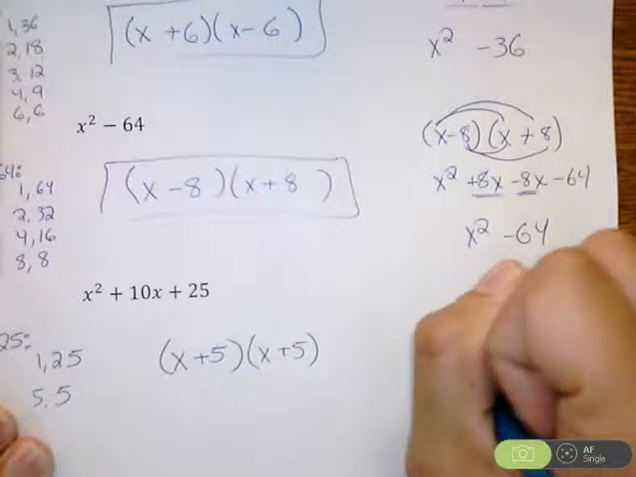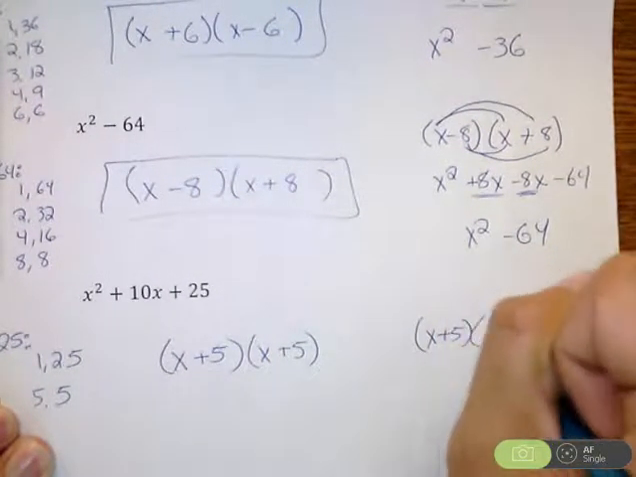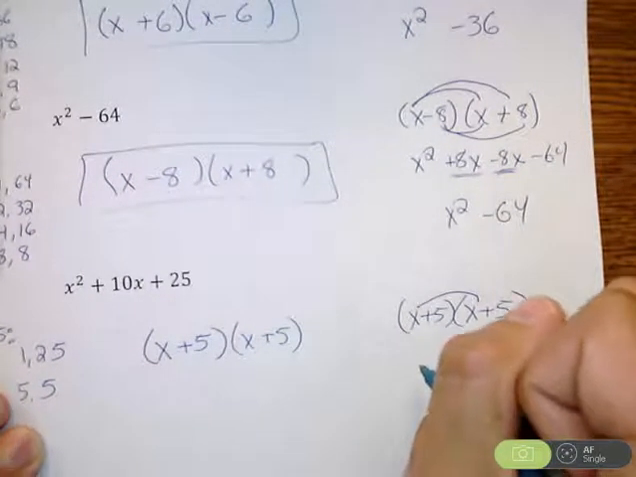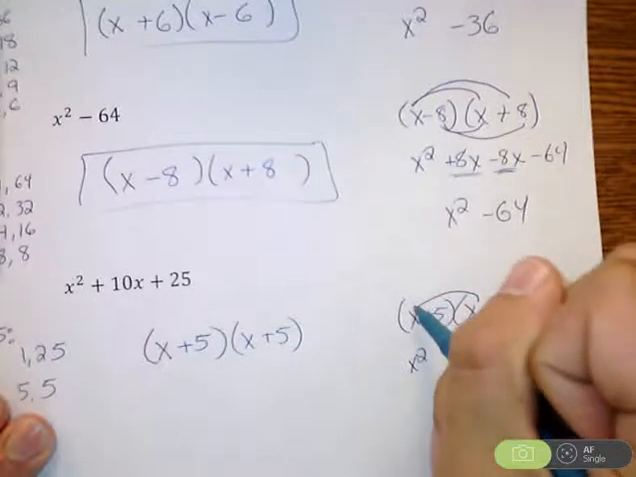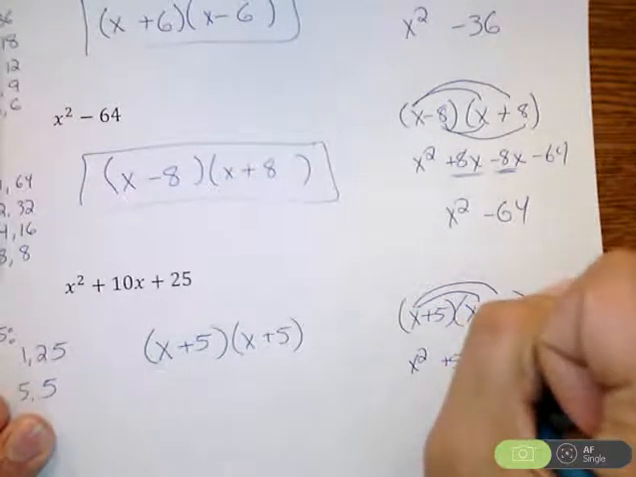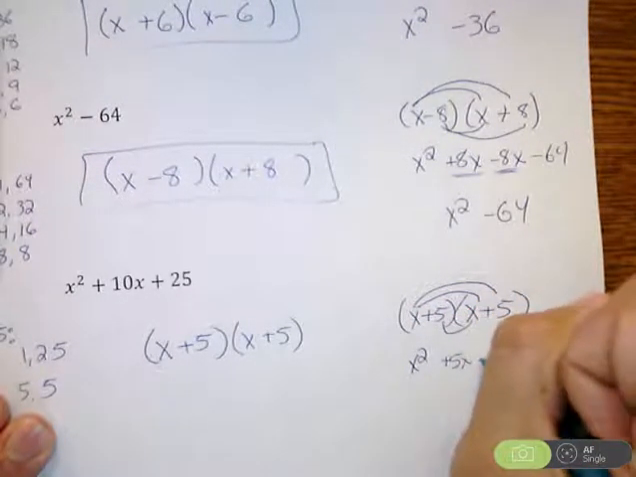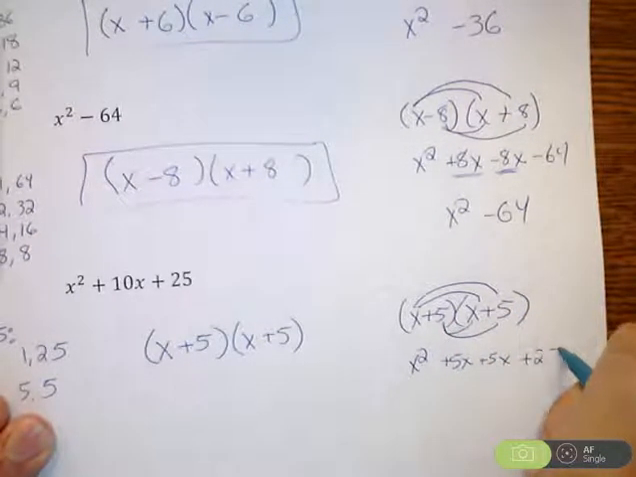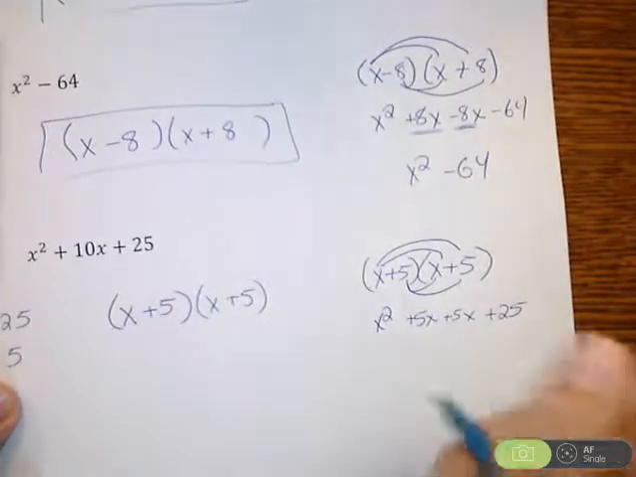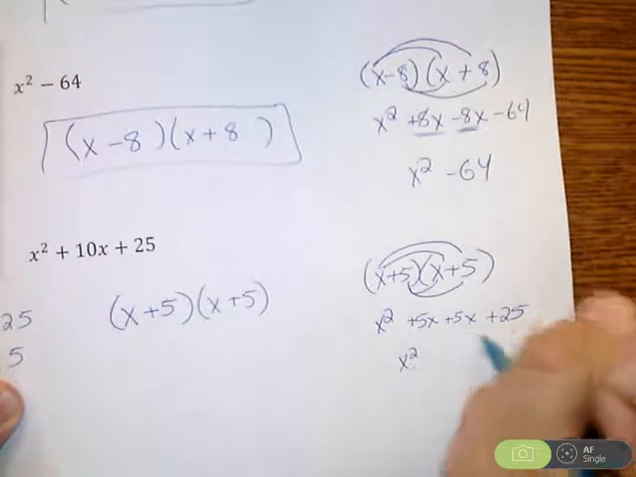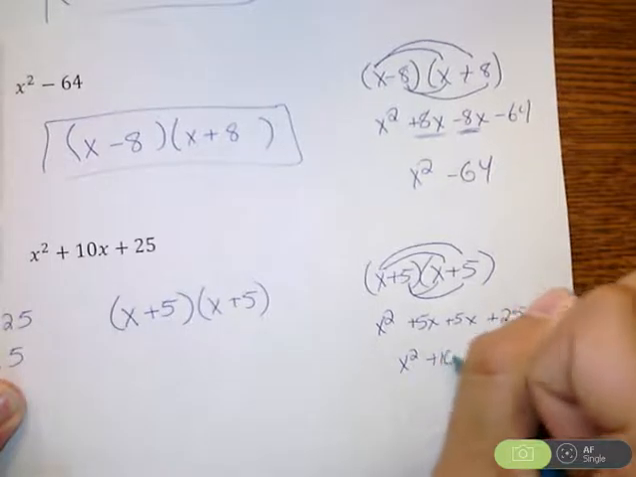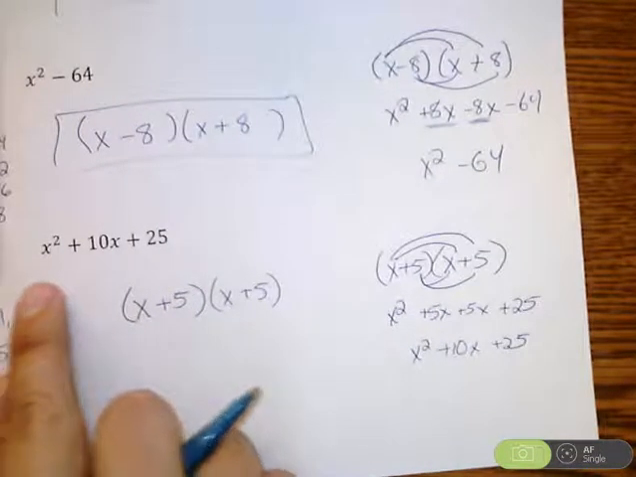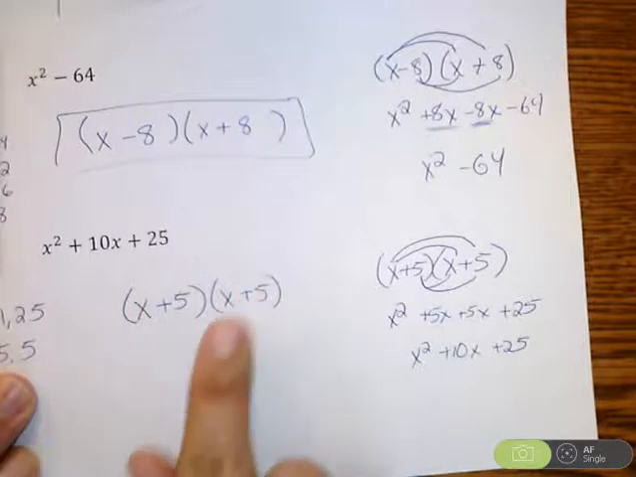I'm going to check it really quick. x plus 5 times x plus 5. So multiply the x's, I get x squared. x times 5 is 5x. 5 times x is 5x. 5 times 5 is 25. Combine like terms there, you get x squared, 5x and 5x is 10x, plus 25. This matches up with the original, so this is my answer.